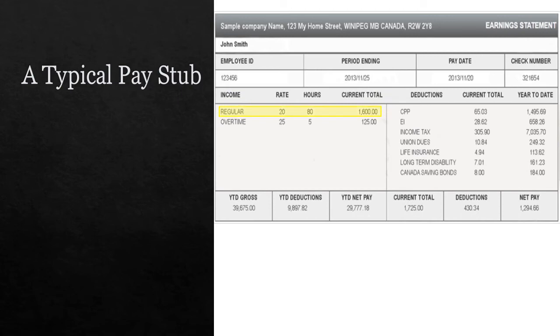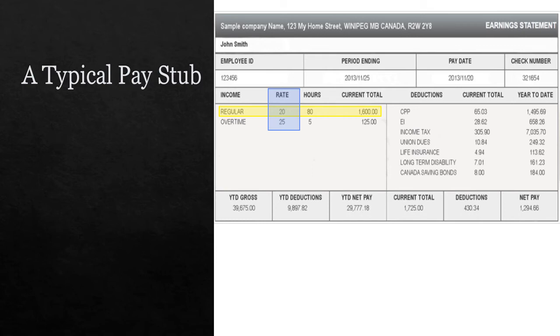So it's this whole area highlighted in yellow. If we want to know about the rate that John was paid for his regular hours, all we have to do is look at the regular hours row and the rate column, and we see where the blue and the yellow meet. So we can see there that John got a rate of $20 an hour for his regular hours.